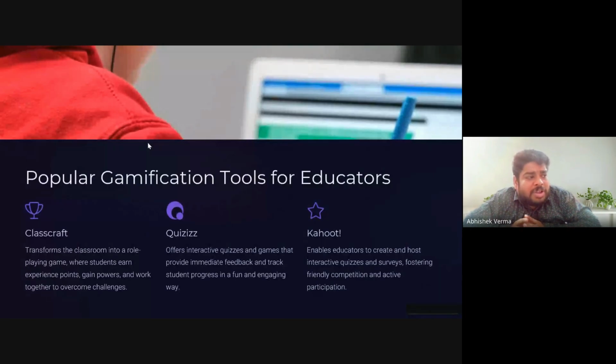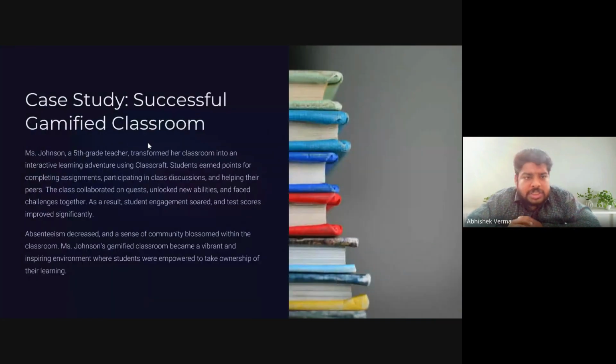with various types of MCQ questions, and after completing the answers, the student is given points or a level also. And Kahoot is a very famous game, an interactive quiz or survey, which fosters friendly competition and active participation. And some case studies on gamified classrooms.